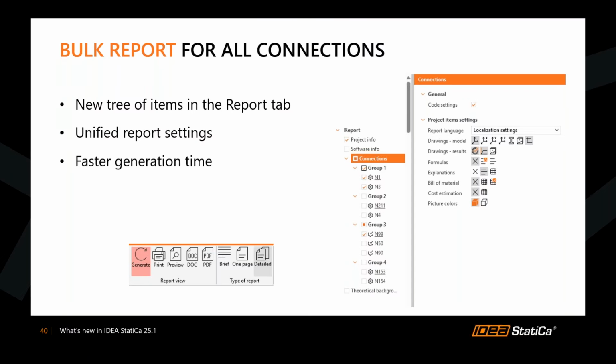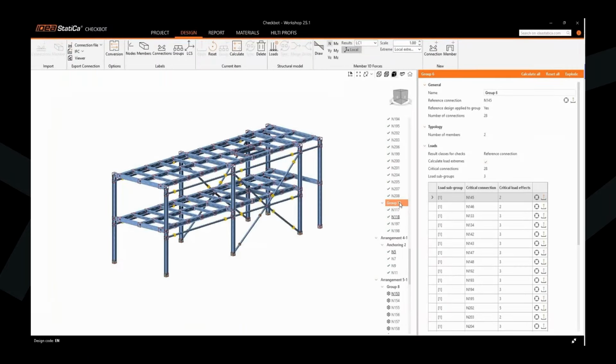And now the news about Checkbot for steel design for our connections. So there are new report settings. In the report, there's now the tree list of the items in the project. You can also set the settings directly, and the generation time is faster.